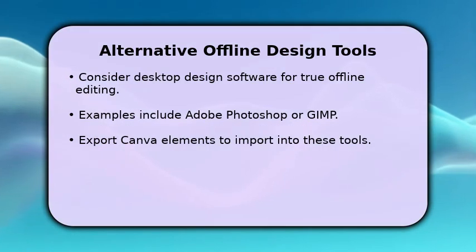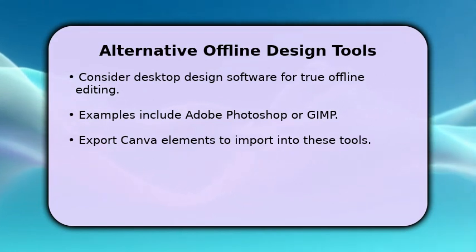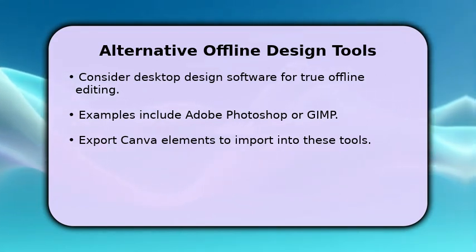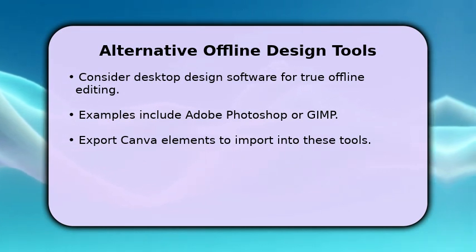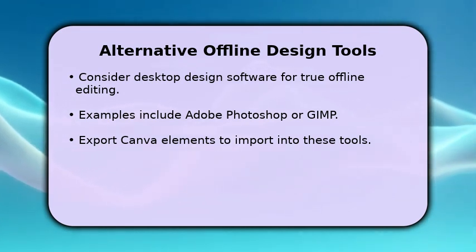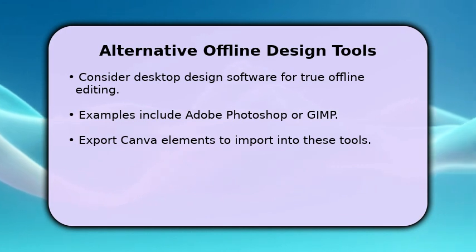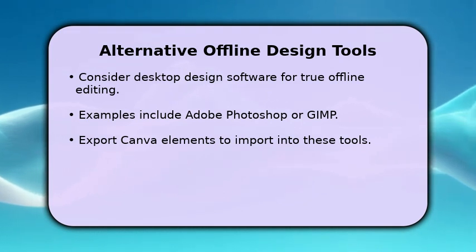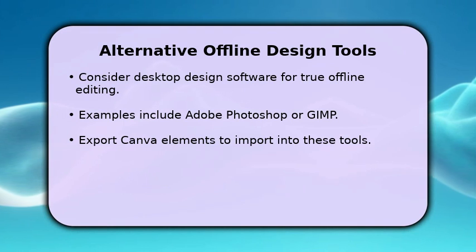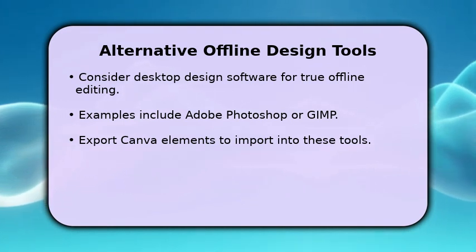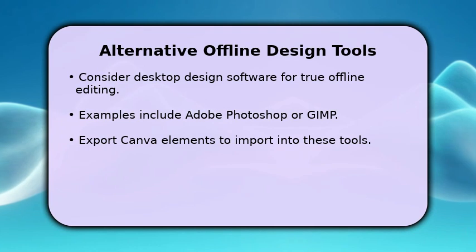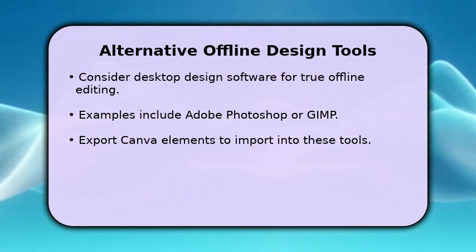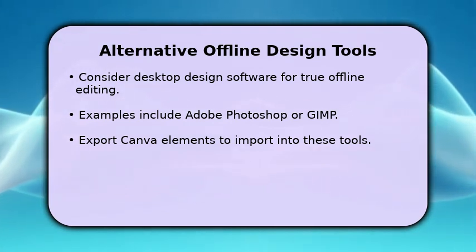For true offline editing capabilities, consider using dedicated desktop design software. Programs like Adobe Photoshop, GIMP, or Inkscape offer robust features that work entirely without an internet connection. You can export your elements from Canva and then import them into these offline tools for further manipulation. This gives you complete control and flexibility, ensuring your design process continues seamlessly, regardless of your internet availability. It's a powerful backup strategy.